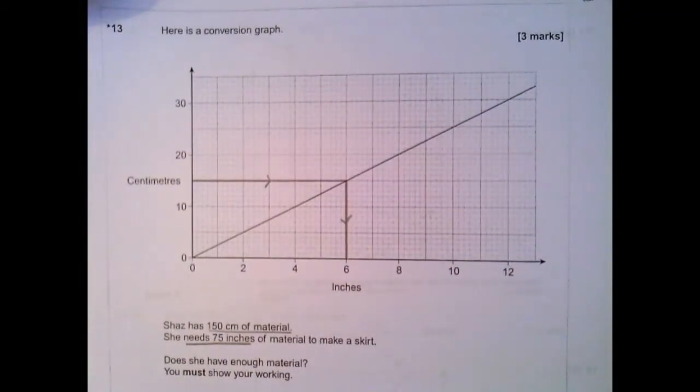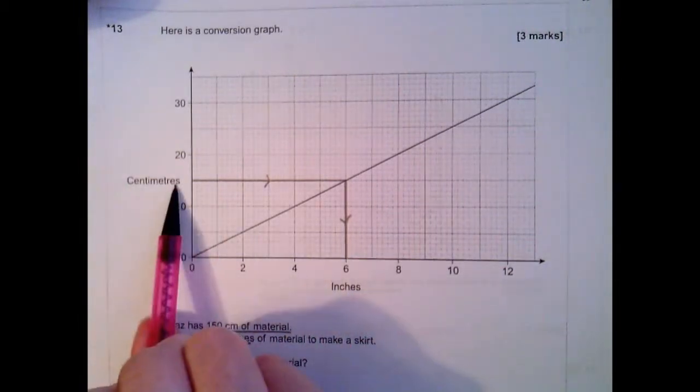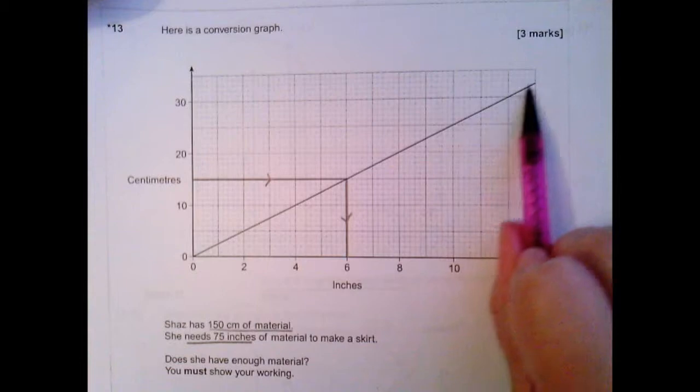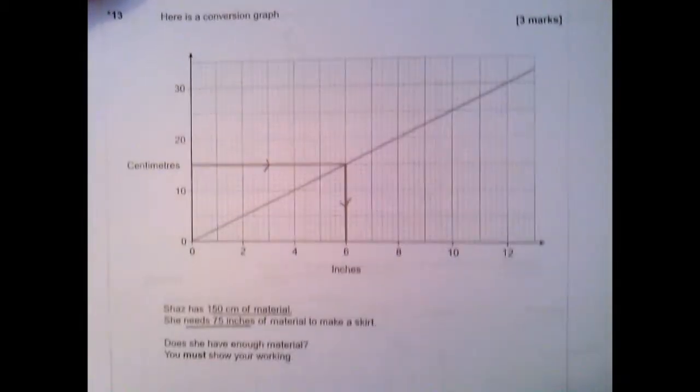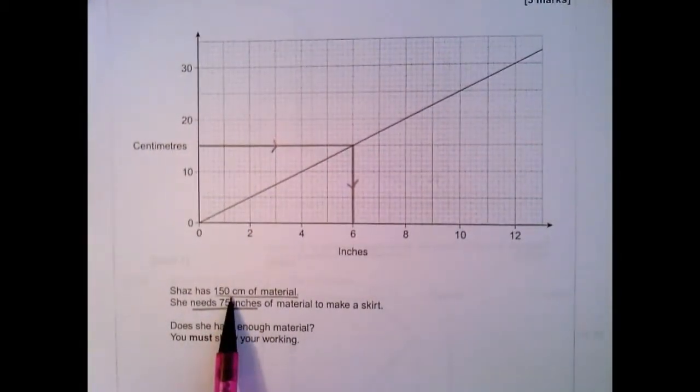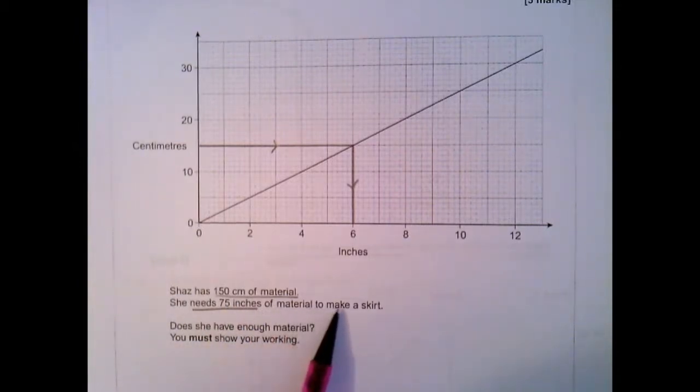Number 13, you've got a conversion graph changing measurements from inches into centimetres, and they've drawn this line here for you. Shaz has 150 centimetres of material and she needs 75 inches of material to make a skirt. Does she have enough material?